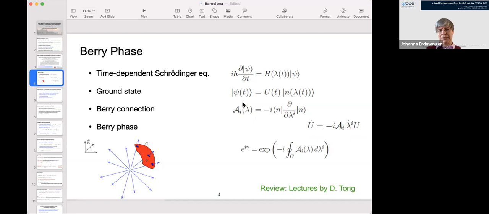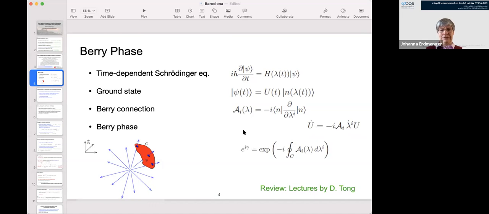Assume that we have several of these parameters, then we get an index i here. The connection is defined as the derivative with respect to these parameters of the ground states that we have. For instance, if you time evolve around a closed loop, like in this picture here, then of course these parameters lambda are going to change. This change then will enter a connection in the mathematical sense. Plugging this object into the Schrödinger equation, we get this equation, which tells us how this unitary evolves with time. This leads to this differential equation here.